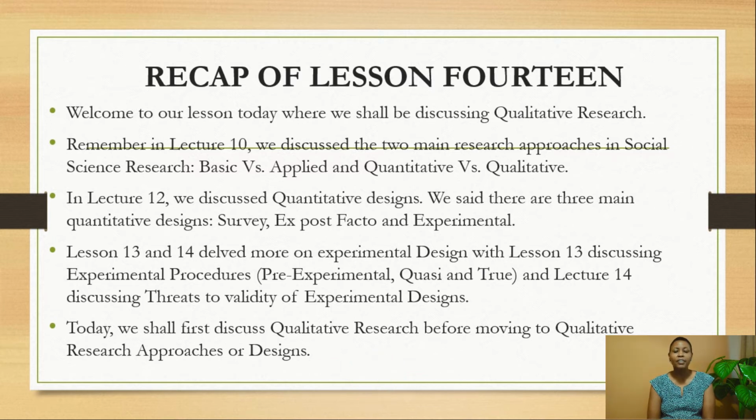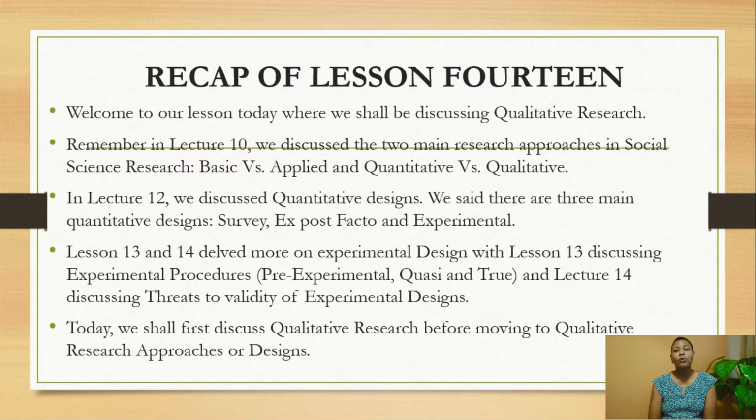We said that there are three main quantitative designs, and the three are survey, which can either be correlational, it can also be cross-sectional, or it can be longitudinal. We also discussed ex post facto design, which we said is an after the fact design. We also discussed experimental designs, and we said there are two main experimental designs, and the two are true experimental and quasi experimental. The difference between the two is randomization.